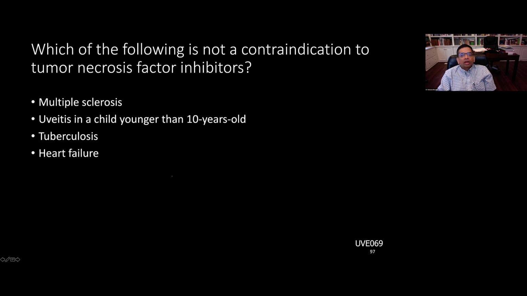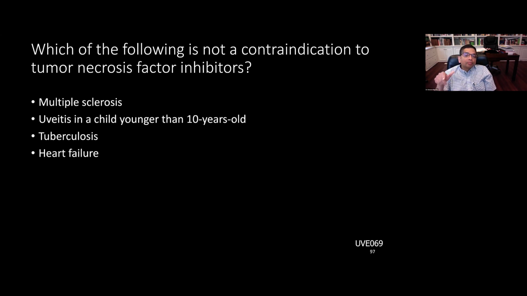Which of the following is not a contraindication for TNF-alpha inhibitors? So multiple sclerosis, uveitis in a child younger than 10 years of age, TB, or heart failure, which is not a contraindication? So where would you use TNF-alpha inhibitor? All right, so the answer is yes.